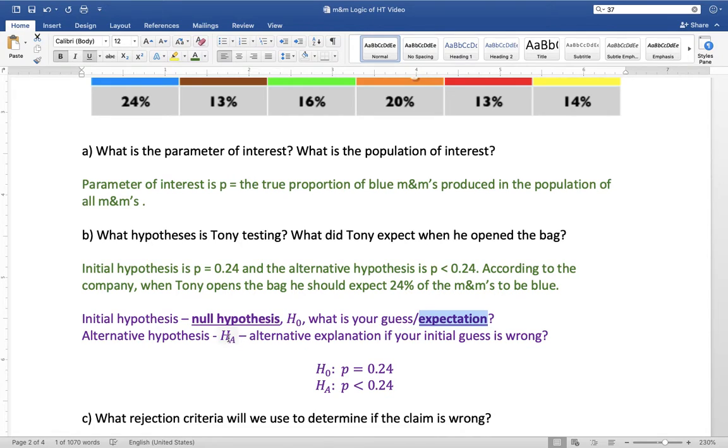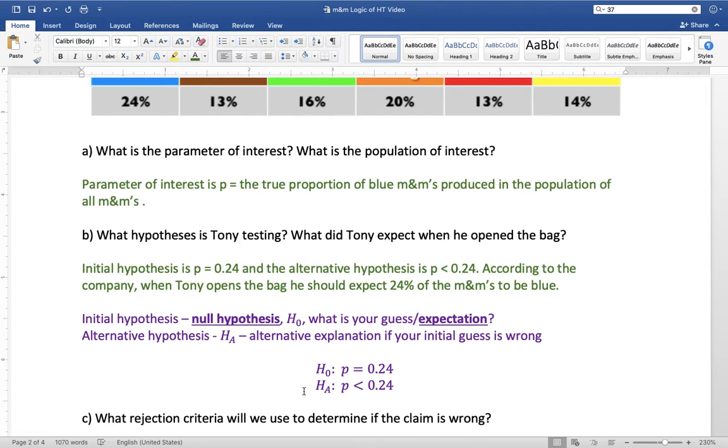The alternative hypothesis, denoted with capital H and subscript A, is the alternative explanation if your initial guess is wrong. So for this scenario, here's how we write our hypotheses. We write the null hypothesis is P is 0.24. That's what we expect to happen. We expect 24% blues. The alternative is that if it's wrong, then we think the proportion is probably going to be less than 24% blues, or less than 0.24.